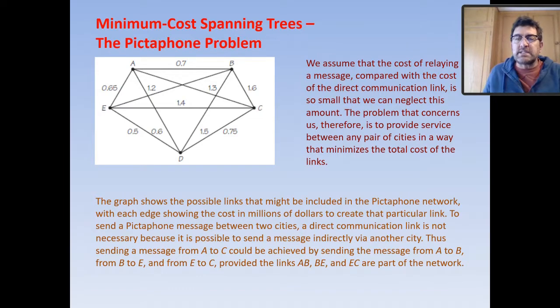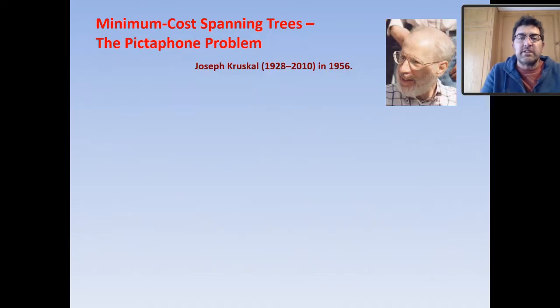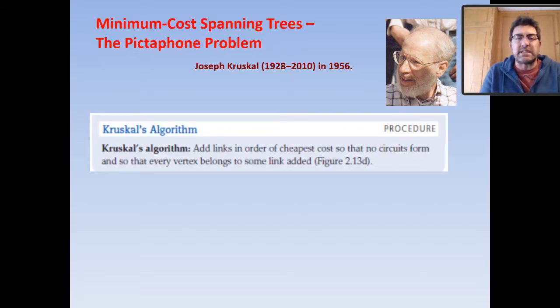Okay, so let us see what this entails. Joseph Kruskal is a mathematician that lived from 1928, and you can see Joseph passed away in 2010. In 1956, he formulated Kruskal's algorithm. Now, folks, you can see how fresh and how new the work is that we're working with.